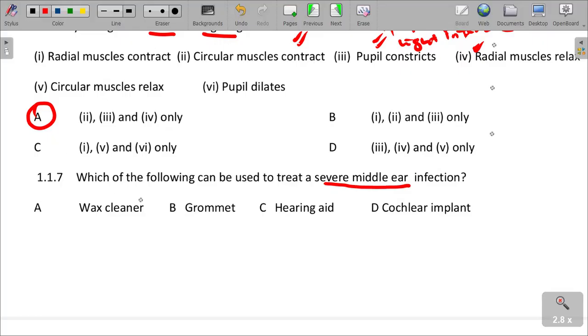A grommet is used, which I said again, if you look there, is used to ensure that the middle ear infection is managed, and also enable the stimulation of the eardrum, in order for it to cause the development of impulses that must be transferred to allow hearing. So it is a grommet that must be used to treat middle ear infection.